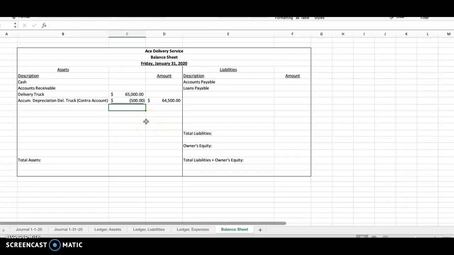Now, we show both because it's important for the owners to know not only what we paid originally for this delivery truck, but what it's worth right now and how much accumulated depreciation we have on that asset. So that's important to show. So that's the crux of topic number 8.